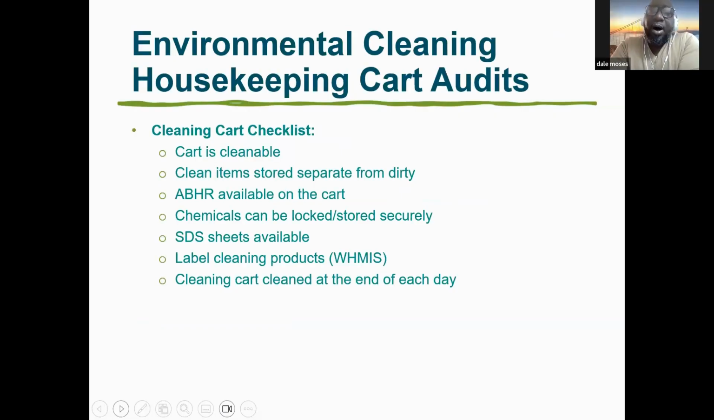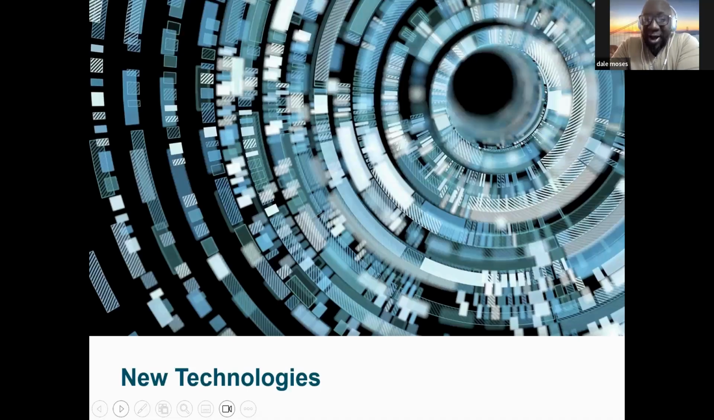So cart audits as well. I like to do cart audits. So on the cart, we like to ensure that the cart is cleanable. Clean items are stored separately from the dirty items. There's alcohol-based hand rub sanitizer that's available on the cart for the staff member to sanitize their hands. Chemicals can be locked or stored securely on the cart. SDS sheets are available, safety data sheets. Cleaning products all have their labels on them, and a clean cart is cleaned at the end of each day. So each cleaning cart should be cleaned at the end of the day as well. Last thing you want to do is be walking around with a dirty cart throughout the facility.